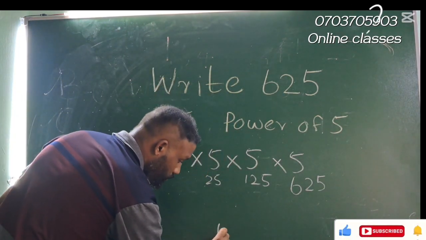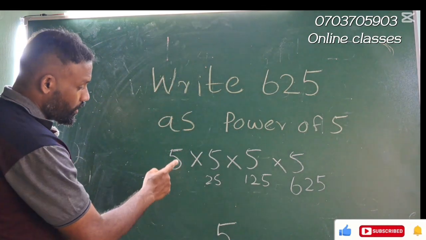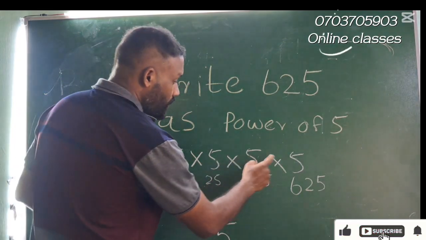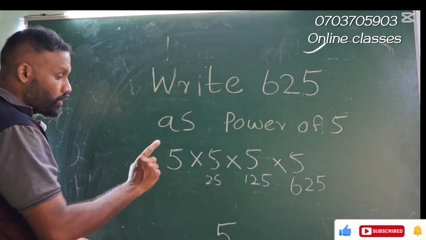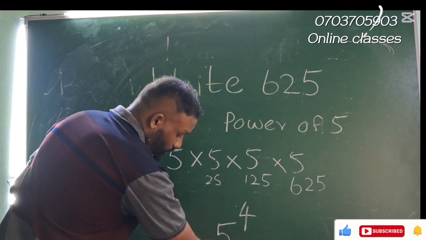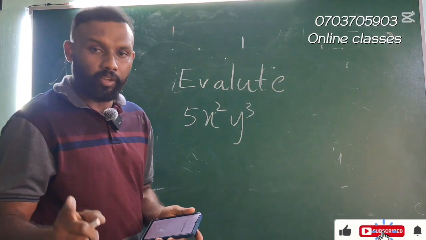We have to write this as a power of 5. The base should be 5. And you can see there are 1, 2, 3, 4 fives. Therefore, 5 to the power 4.